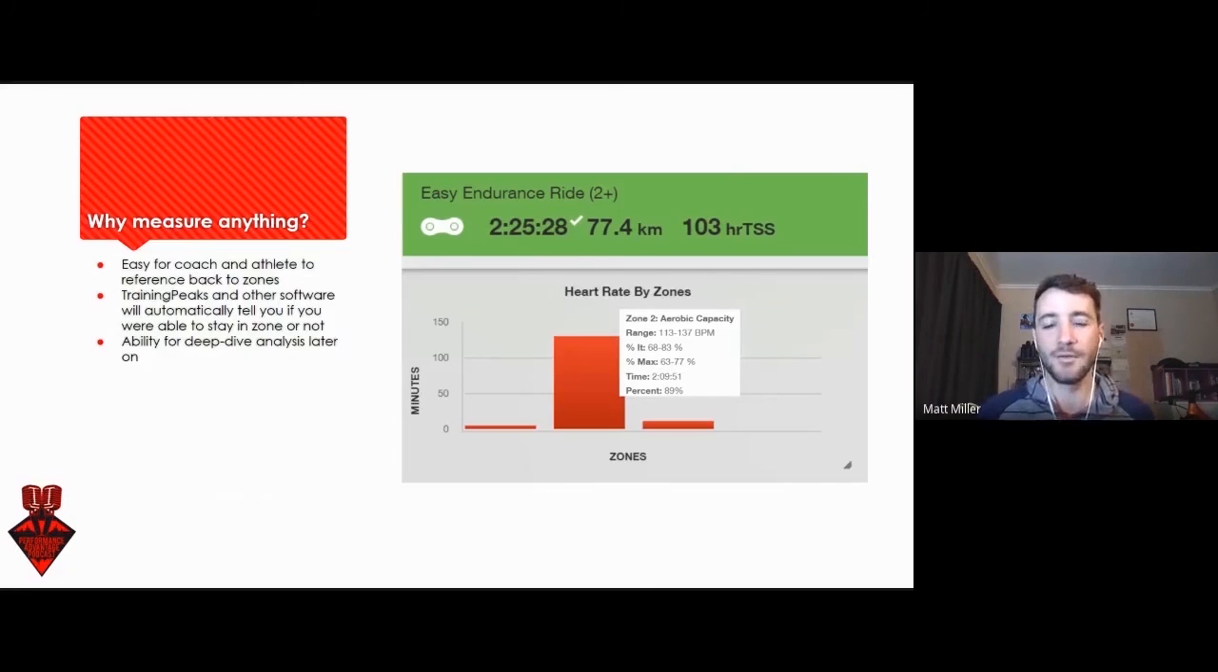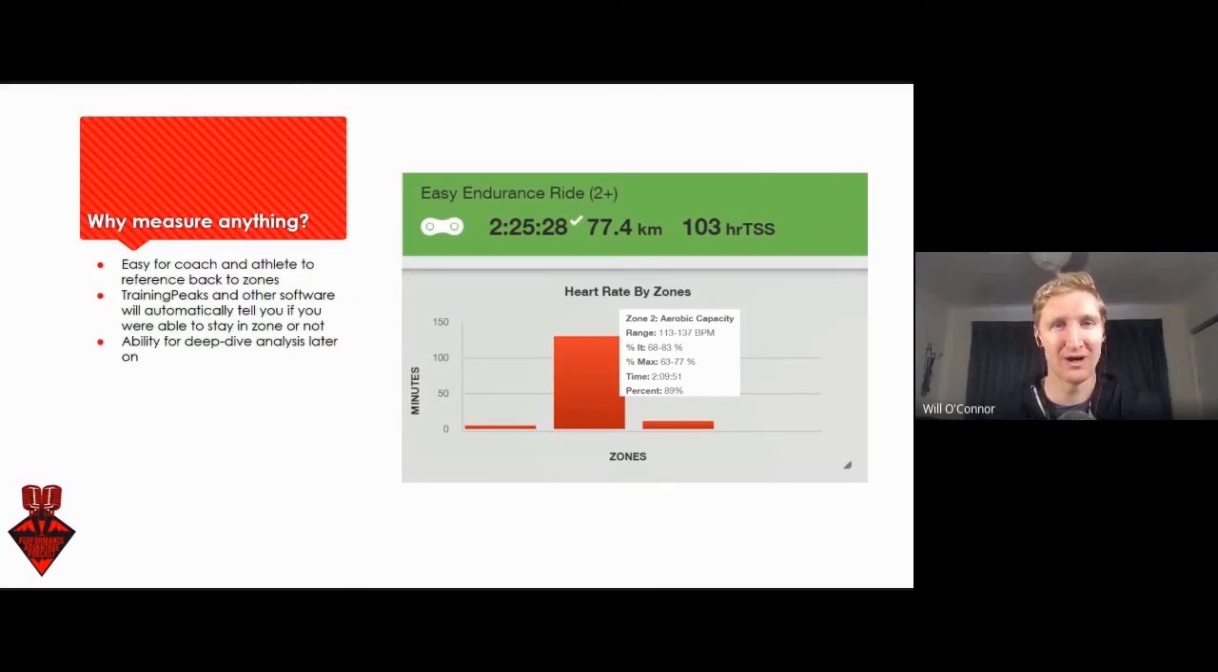All right, Will, so why would you measure anything as a coach? Well, it's really to make sure we understand what the athlete is doing, both within a single training session, across a week, across a month, the load, zones, all that kind of stuff. It's really understanding what the athlete is doing and what is happening physiologically. That's why I measure it.